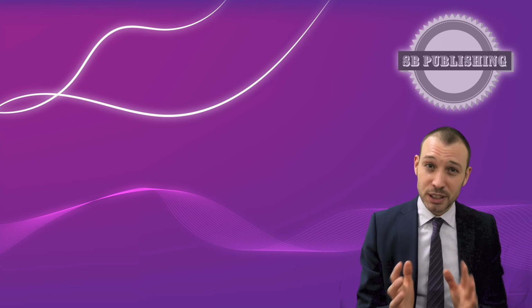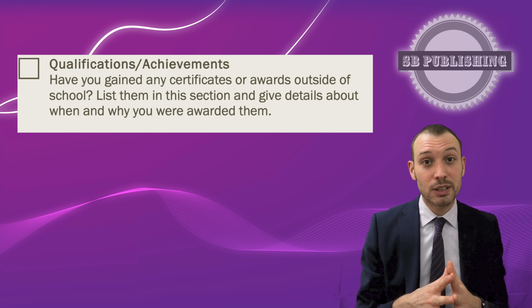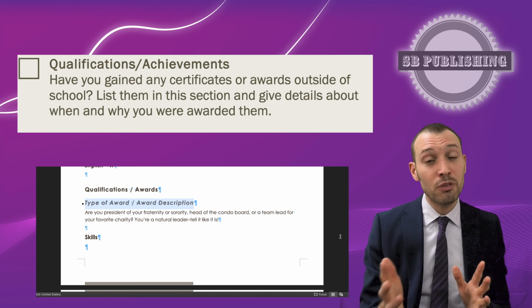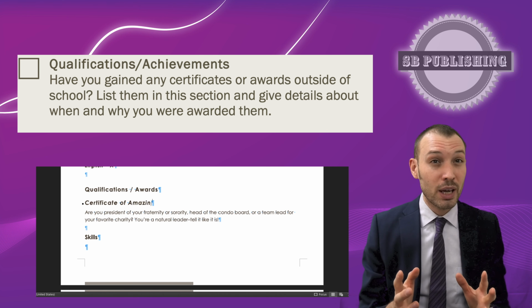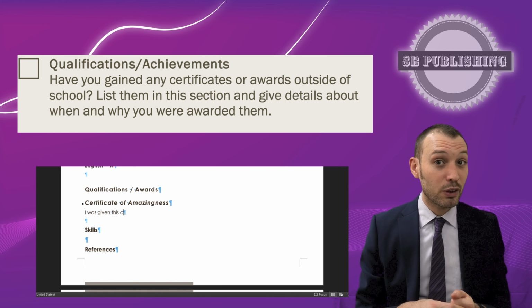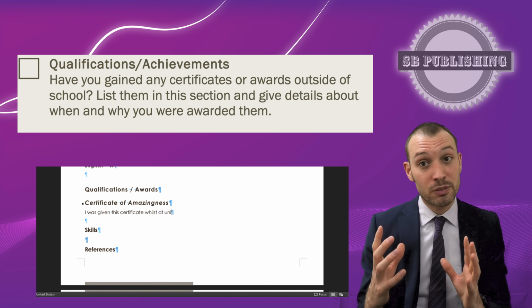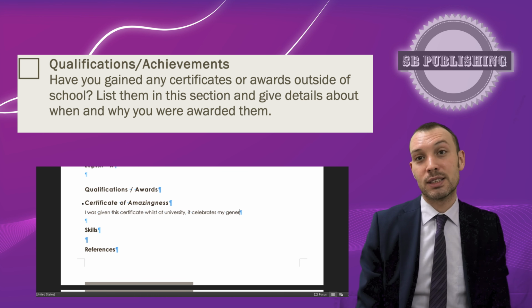So the next section might seem quite similar to education, but it is a little bit different. This is looking at your qualifications and achievements. So maybe you could mention your TOEIC or TOEFL score if you've taken a test. For example, that might be really helpful here. Or maybe you were awarded a certificate at school. If so, give details about what the certificate was, when and why you were given it.